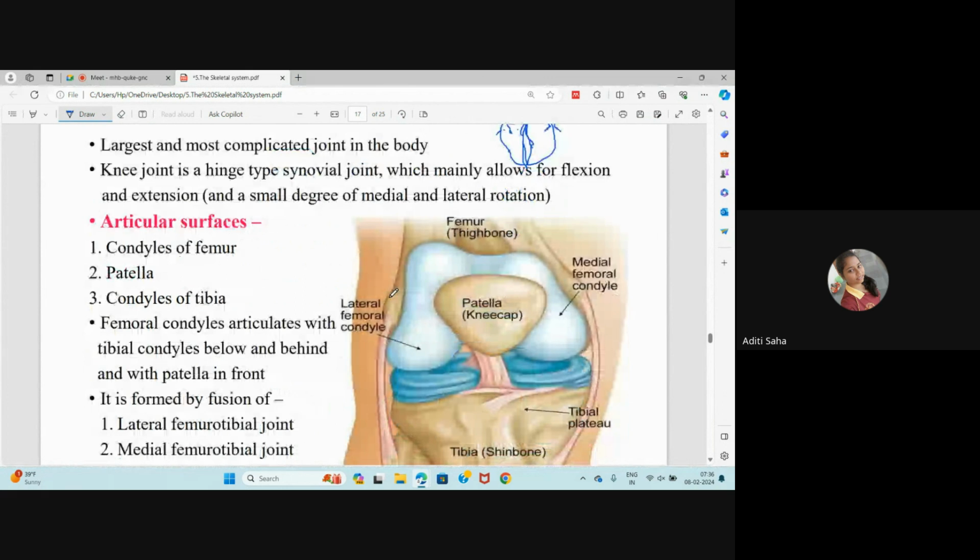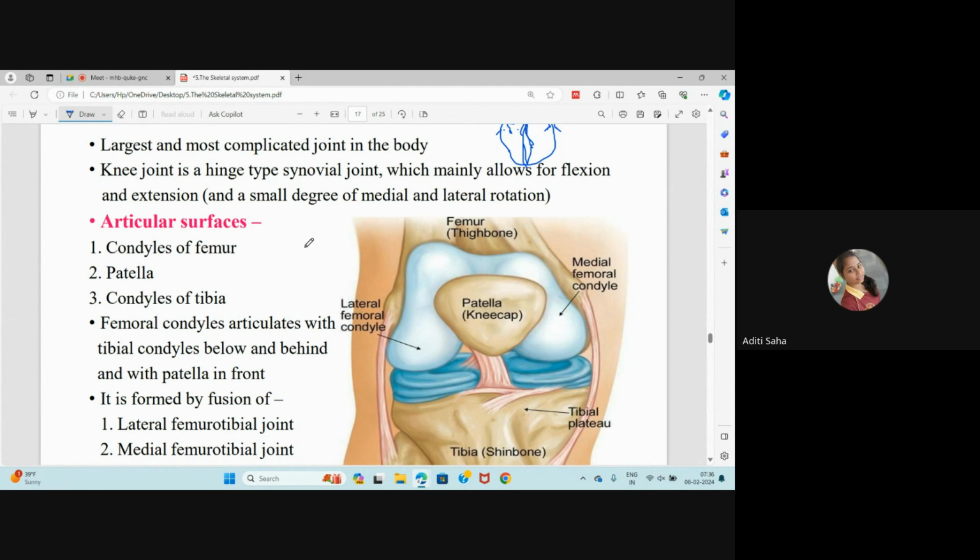So where were we? The knee joint is a hinge type synovial joint which mainly allows flexion and extension. Yes, once again, flexion and extension. What is flexion? Flexion is when the angle is reducing, and when the angle is increasing, that is extension.